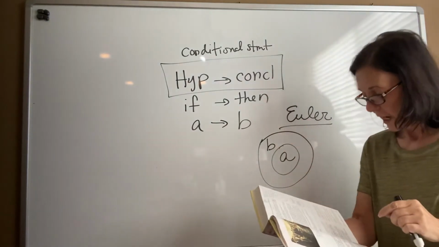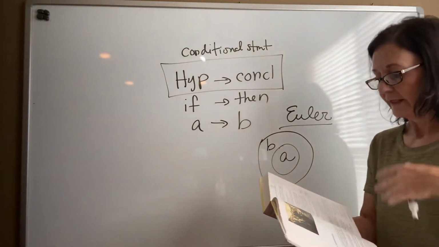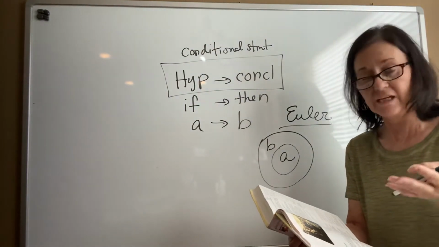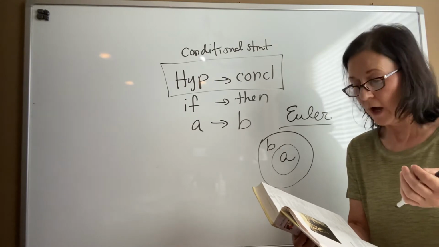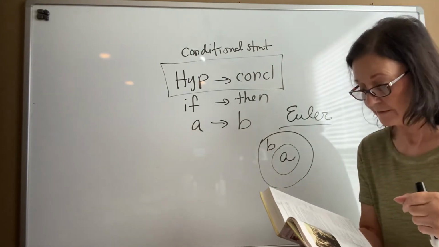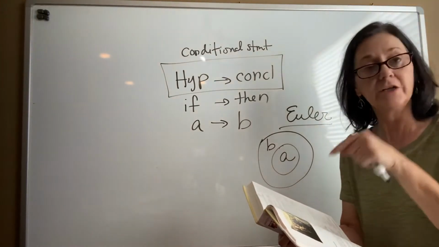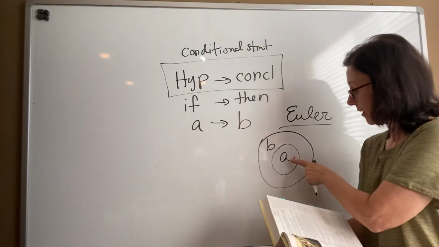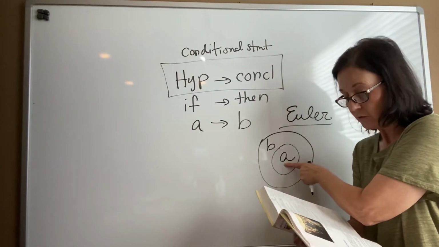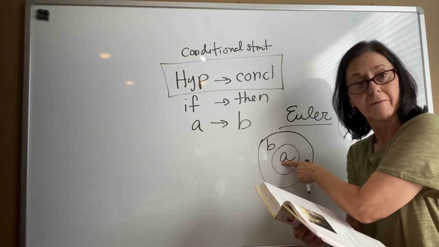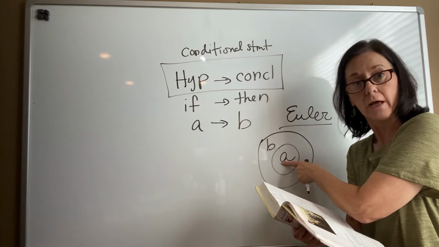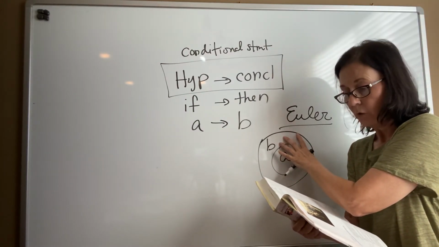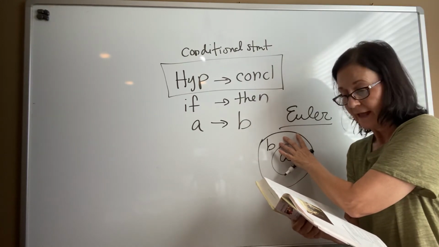Look on the top of page 43. There is a conditional statement. It begins with, if the crime was committed at 1:15, that's your hypothesis. The murderer couldn't have left the train. That's your conclusion. As a Euler diagram, on the innermost circle, it would have been crime committed at 1:15. The conclusion on the outer one would have been murderer couldn't have left the train.